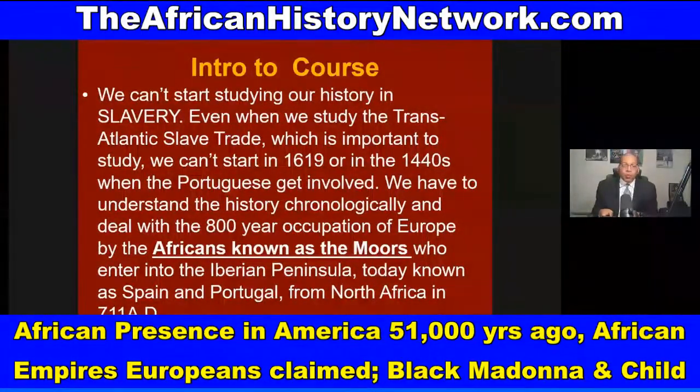We have to understand the history chronologically and deal with the 800-year occupation of Europe by the Africans known as the Moors, who take the teachings from ancient Kemet, ancient Egypt, into the Iberian Peninsula, today known as Spain and Portugal. It's these teachings that the Moors take into Europe from the Nile Valley region of Africa that bring Europe out of the Dark Ages. The next period that Europe enters is called the Renaissance era, a period of new enlightenment. So we have to deal with the 800-year occupation of Europe by the Moors, who entered the Iberian Peninsula in 711 AD.